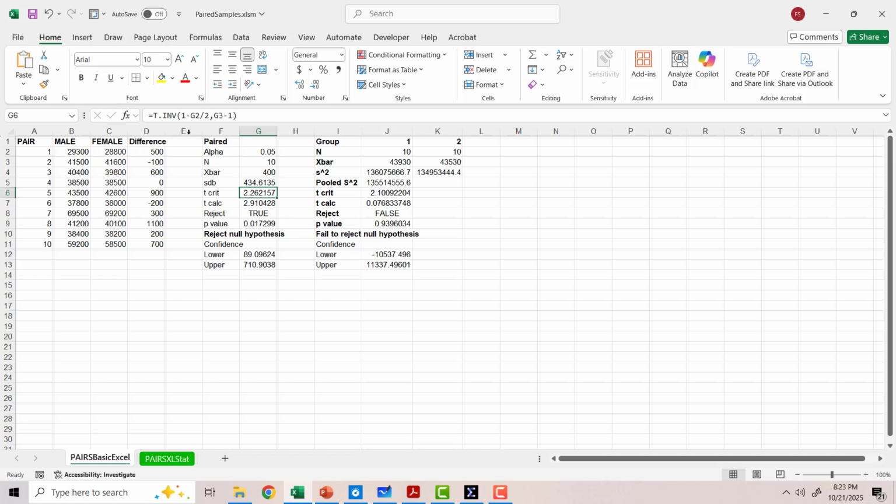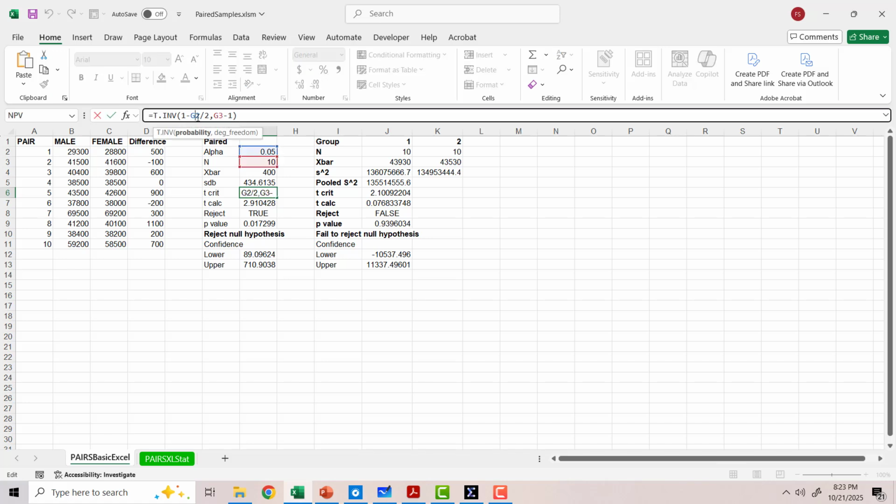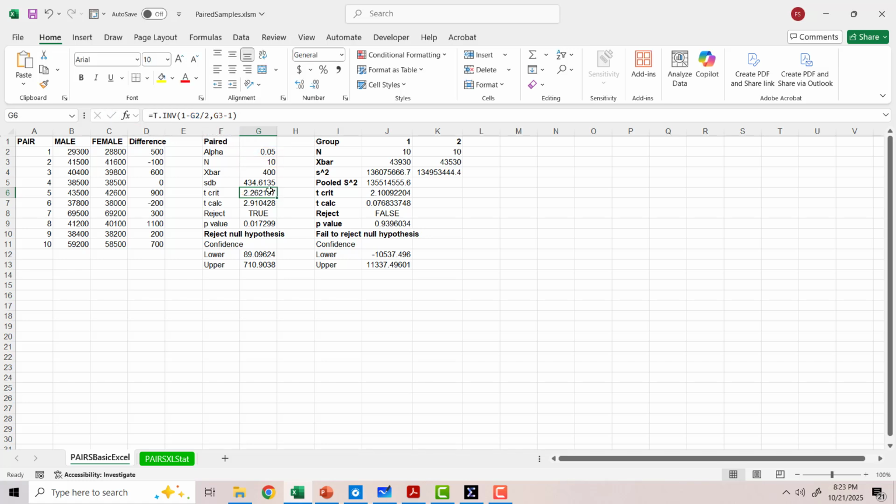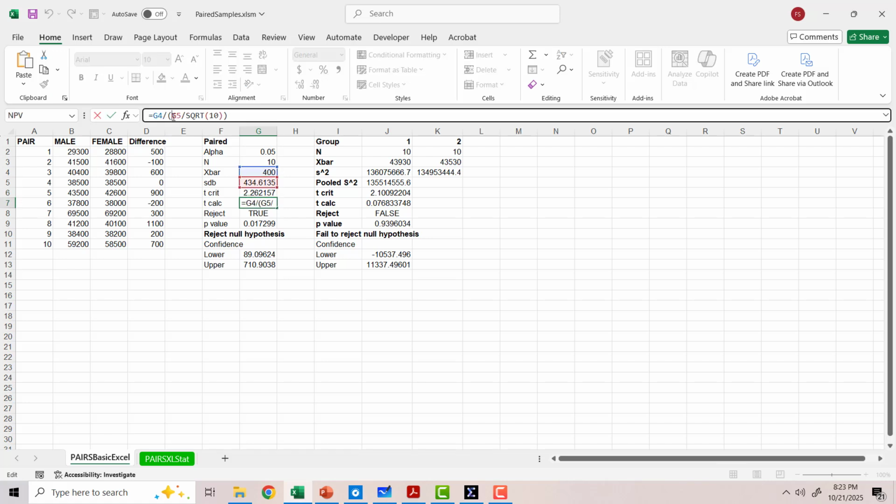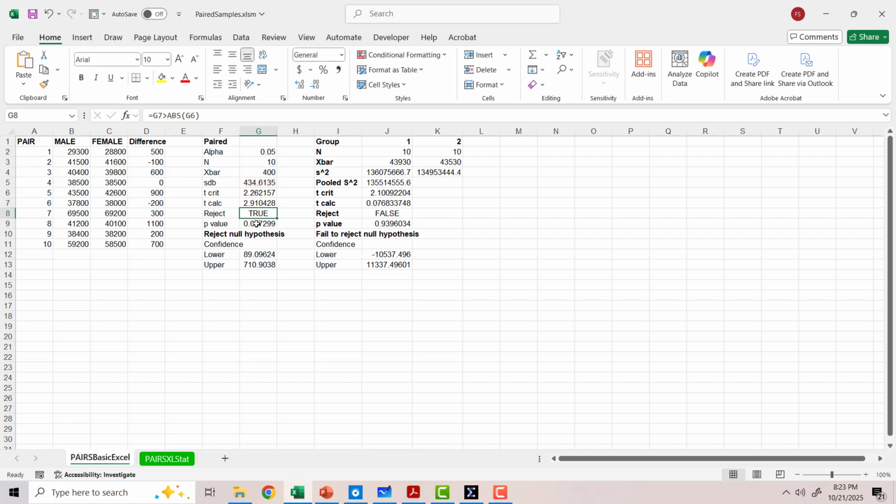And I do exactly the same test that we did before. So if I've got an alpha of 0.05, we're going to do a two-tailed test. So 1 minus alpha over 2. As I said, Excel goes left to right. N minus 1, so 9 degrees of freedom. And this is my t calculation value, which is x bar d divided by s over root n. And you can see we get a significant result.